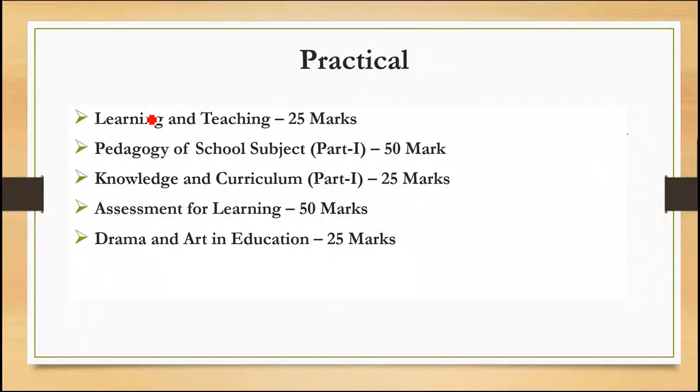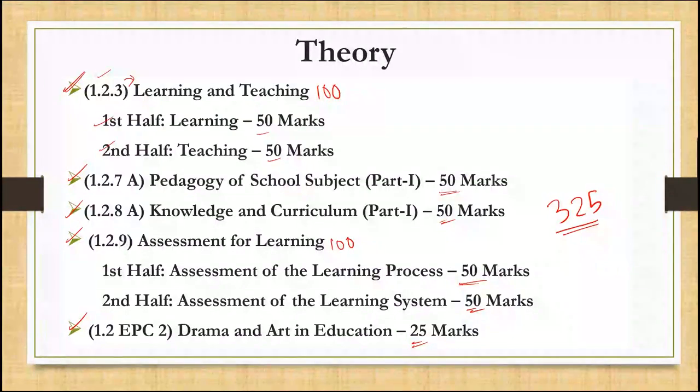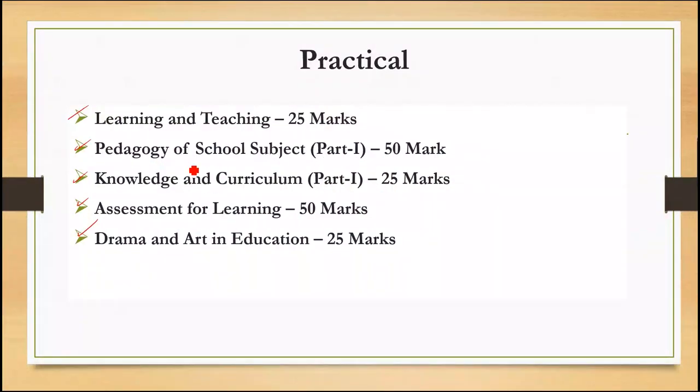For practical also you have the same courses, 1, 2, 3, 4, 5. Again, the difference is, now let's look back at the theory once again. If you see, the first half is there, 1.2.3, and this fourth one, 1.2.9, it has 2 halves, right? First half and second half, each of 50 marks. But for practical, Learning and Teaching is totally a single subject.